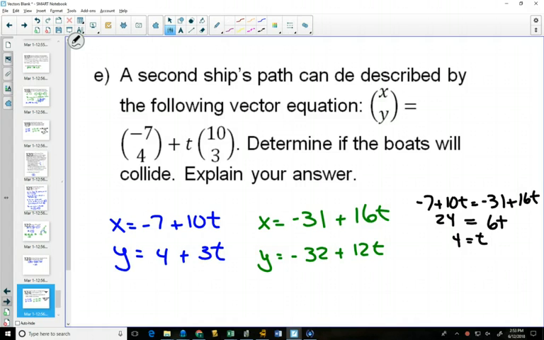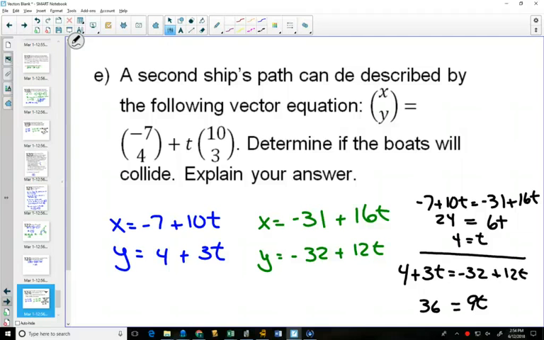And in the second equation, if you equate them, 4 plus 3t equals -32 plus 12t. 9t is equal to 36, so t is equal to 4.